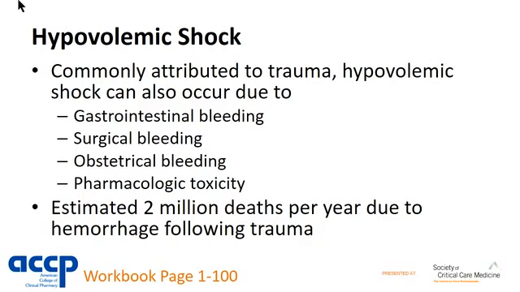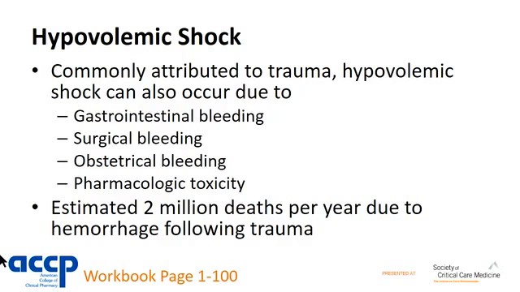I'll start with hypovolemic shock. This is most commonly attributed to traumatic sources of bleeding, but there are more common sources of bleeding in hypovolemic shock within more medical-surgical ICUs, those being predominantly gastrointestinal bleeding, surgical bleeding, obstetrical bleeding, and, increasingly so, pharmacological toxicity. I know within our medical ICU where I practice, GI bleeding is the most common reason for admission, even more so than sepsis or respiratory failure. And I'm sure this is probably reflected within your own practice settings as well.